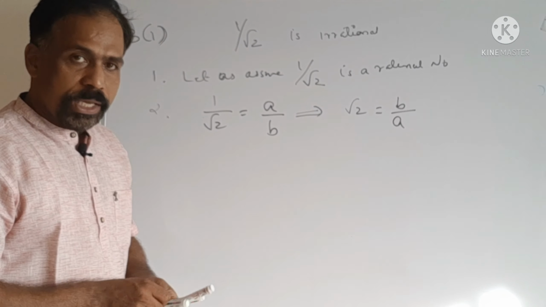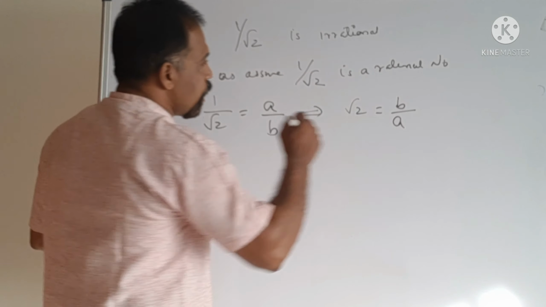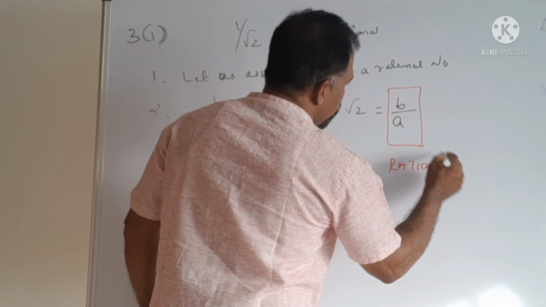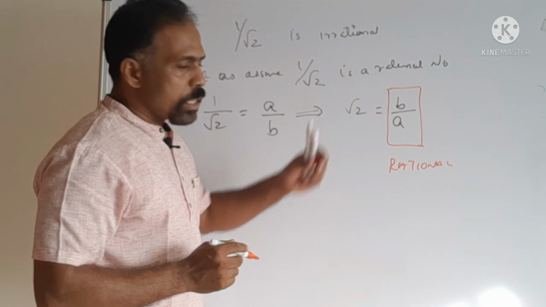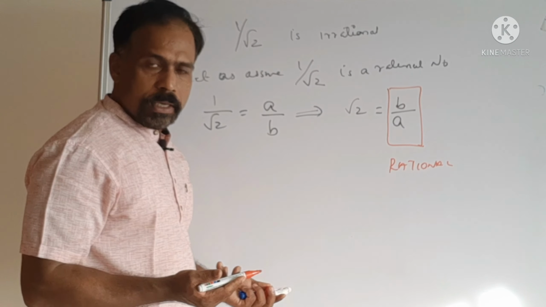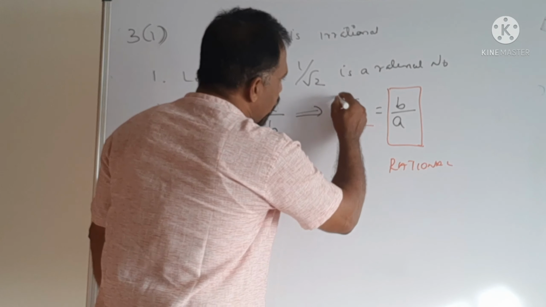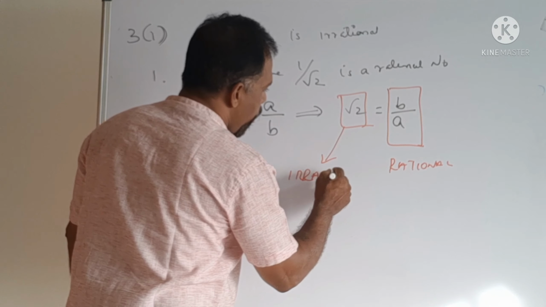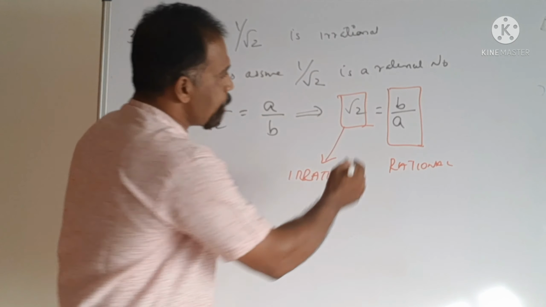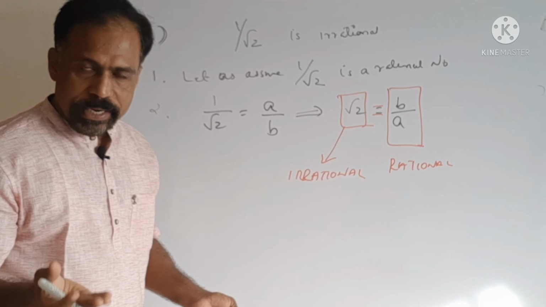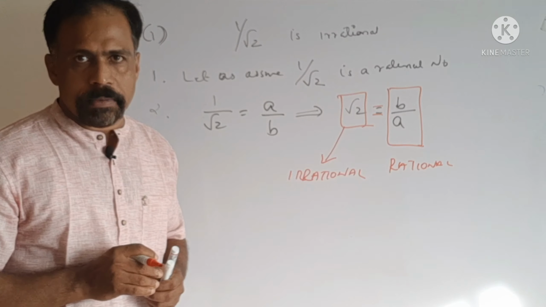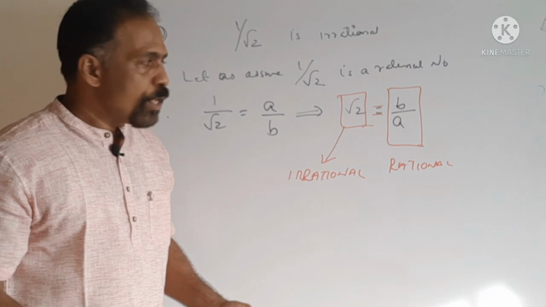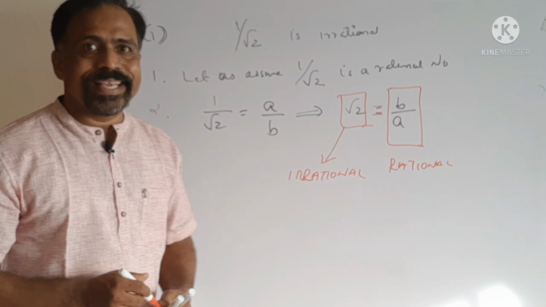Now b by a is a rational number. The right hand side is a rational number. Why? Because b is an integer, a is also an integer, therefore b by a is a rational number. But we know that root 2 is an irrational number. How can it be possible? Right hand side is a rational number, left hand side is an irrational number. That means we have done something wrong. Yes, our assumption is wrong. Therefore, we can say 1 by root 2 is irrational.